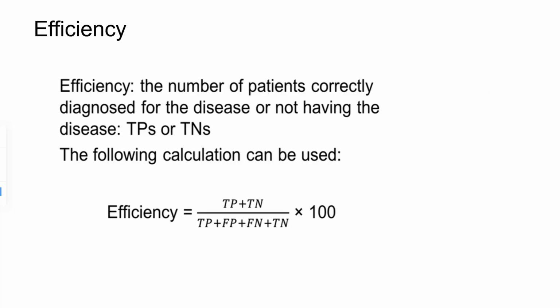Efficiency. Efficiency is the number of patients correctly diagnosed for the disease or not having the disease. The following calculation can be used. TP plus TN over TP plus FP plus FN plus TN. These abbreviations are for true positive, true negative, false positive, or false negative. So that's what those letters mean in there.